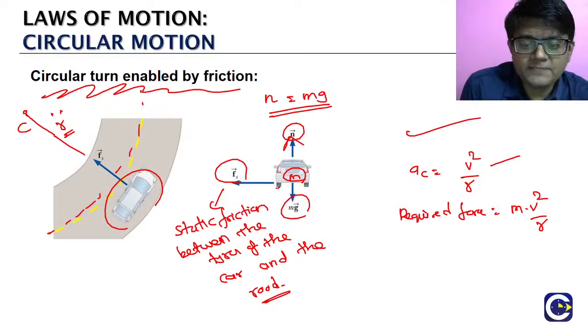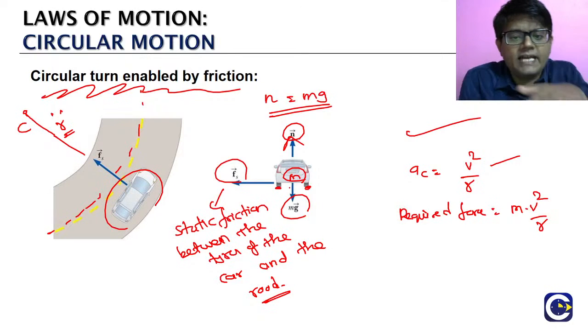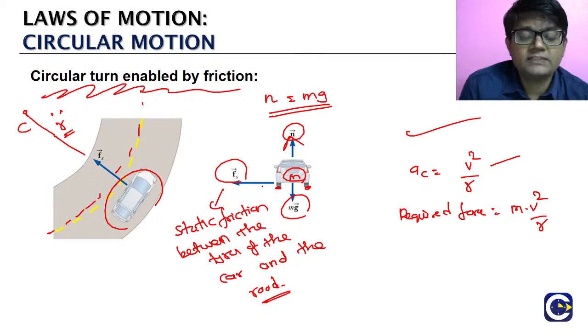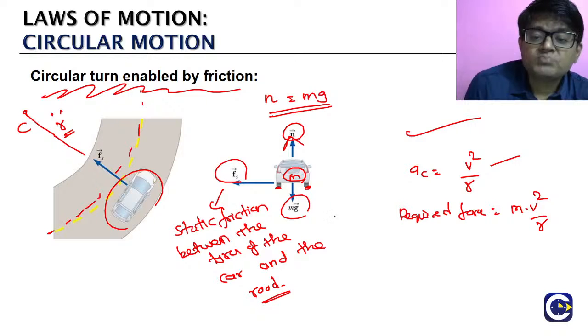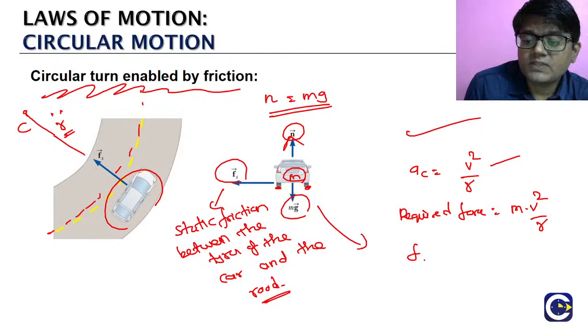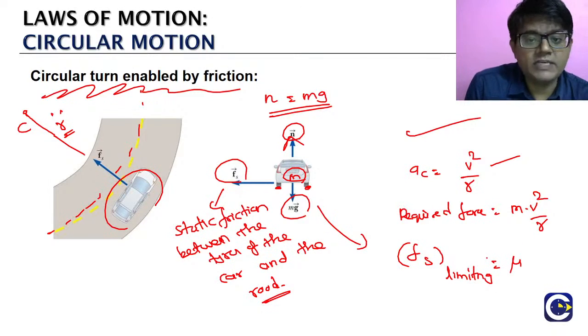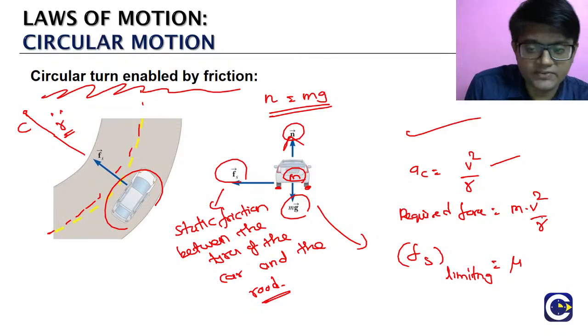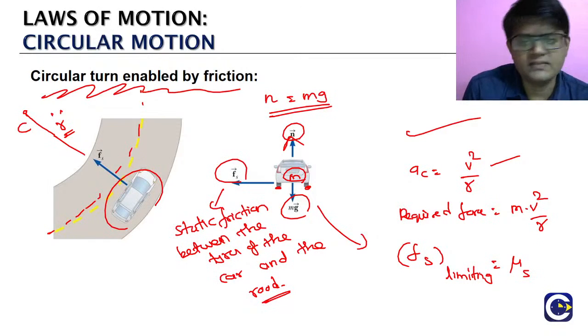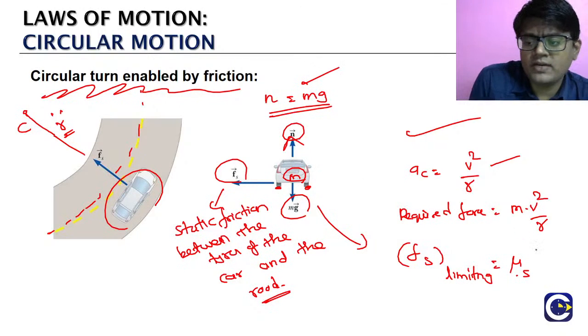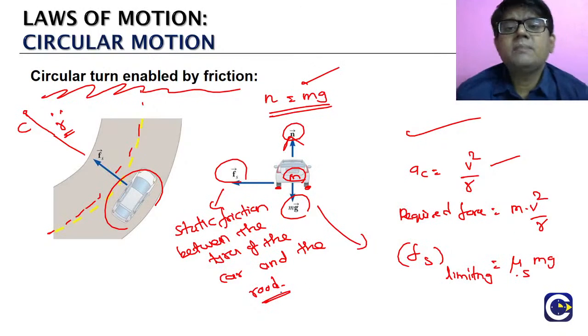So you have the contact, the tires of the car and the road will be in contact, right? So the static friction acts there, and we know that static friction has a limiting value. What is the limiting value of the static friction? Mu, the coefficient of static friction, either we can say mu or mu s. The limiting value of that static friction will be mu into normal reaction, and normal reaction is mg. So this is the limiting value of static friction.